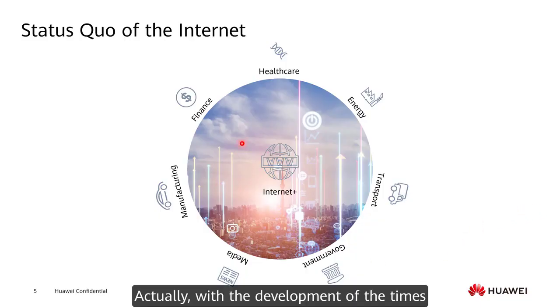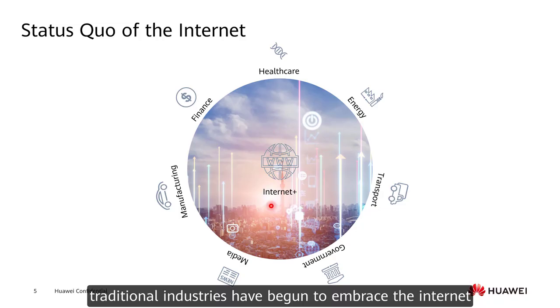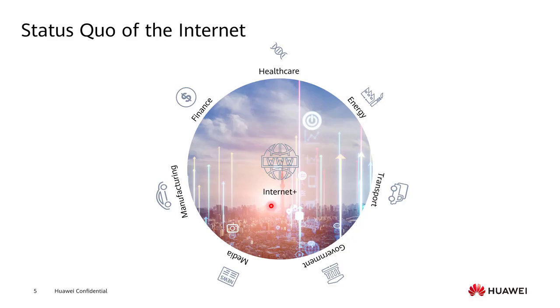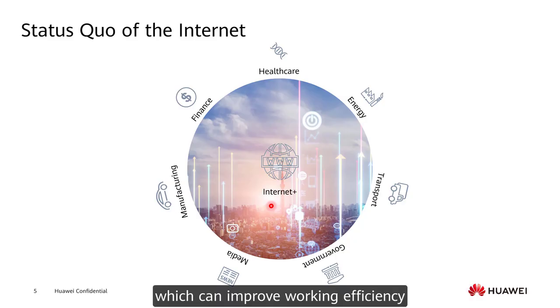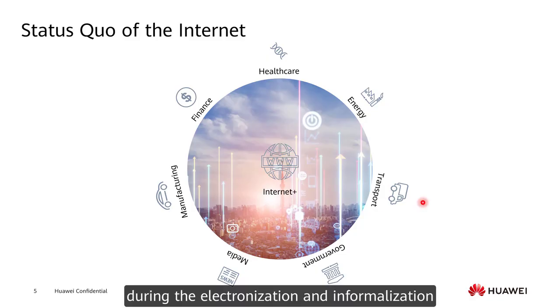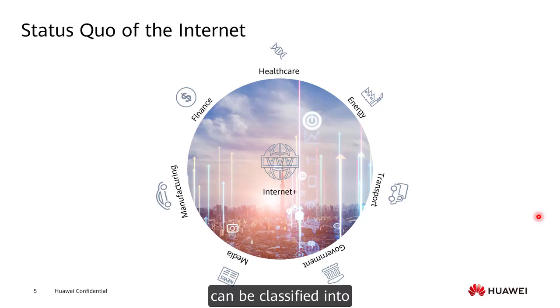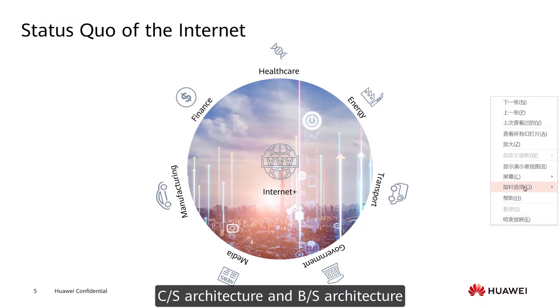Actually, with the development of the times, traditional industries have begun to embrace the Internet, which can improve working efficiency and reduce production costs. During electronization and informationalization, various software applications are developed. The architecture of these software applications can be classified into CS architecture and BS architecture.